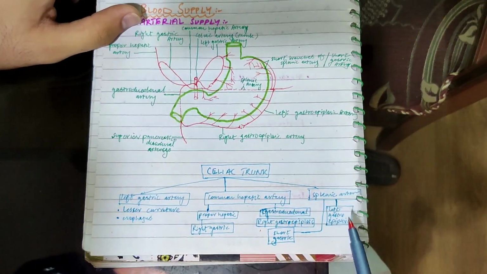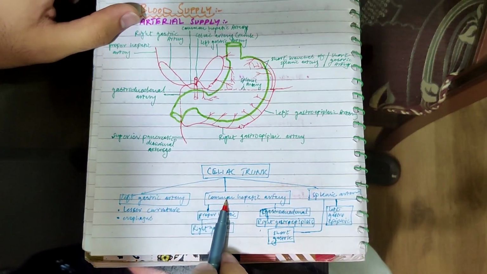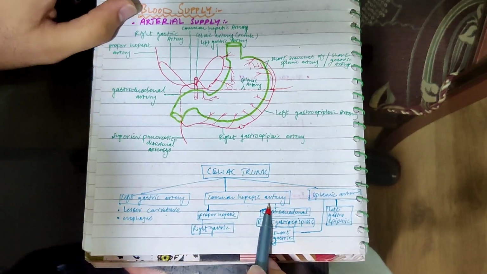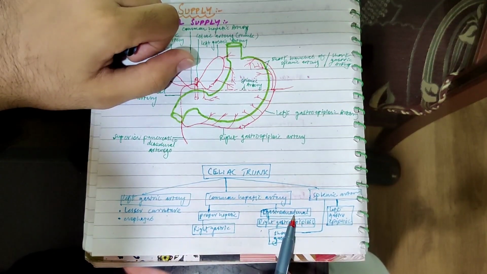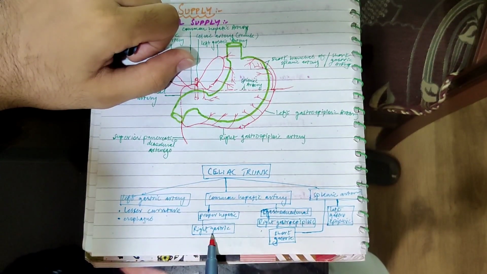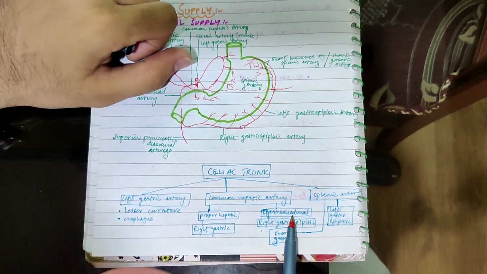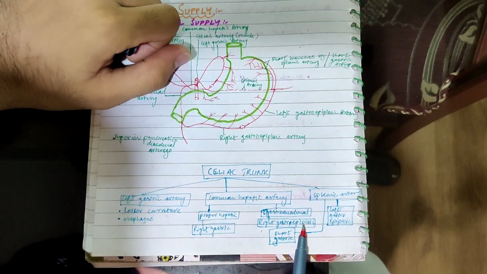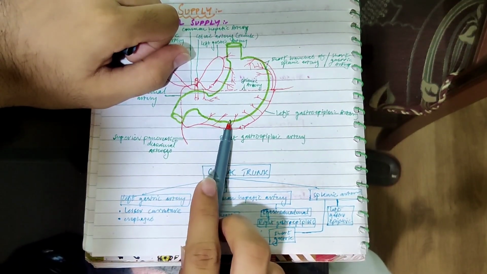Now I have given it in the form of a flow chart. The celiac trunk is divided into the left gastric artery, the common hepatic artery, and the splenic artery. The left gastric artery supplies the lesser curvature and the esophagus. The common hepatic artery is divided into two branches: the proper hepatic artery and the gastroduodenal artery. The proper hepatic artery gives a branch called the right gastric artery, which also supplies the lesser curvature. And then the gastroduodenal artery gives a branch called the right gastroepiploic artery. I've shown in the diagram that it supplies the lower portion of the greater curvature.